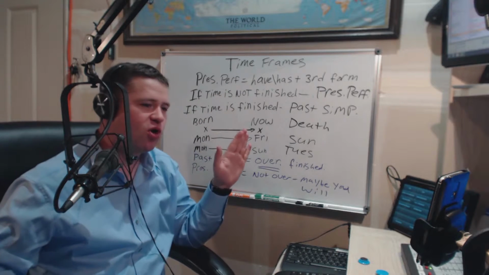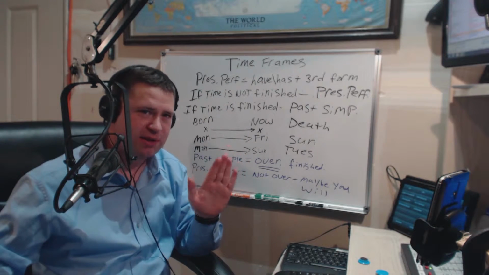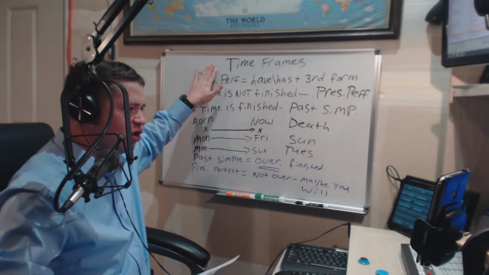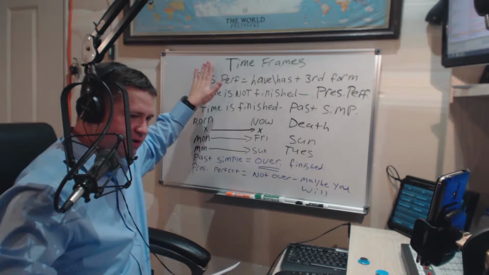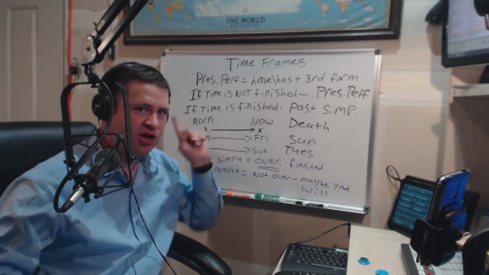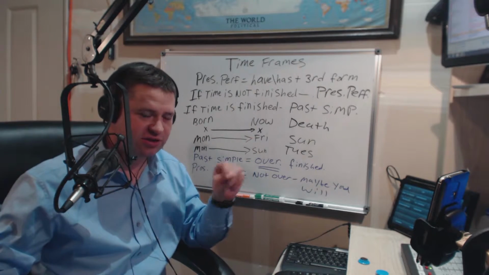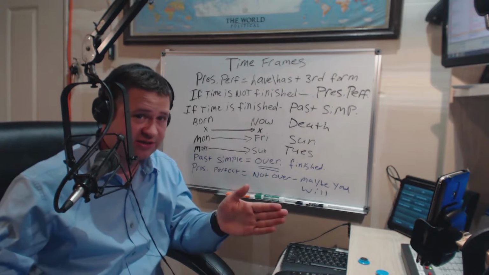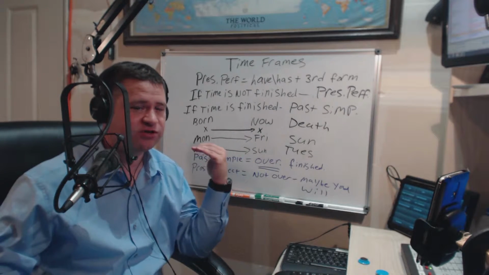And the key to know when to use the past simple or the present perfect is you first need to know what is the time period. And is that time period over, or is it still continuing? Okay? And those are the only two time periods. You're either in the time period or the time period is over.